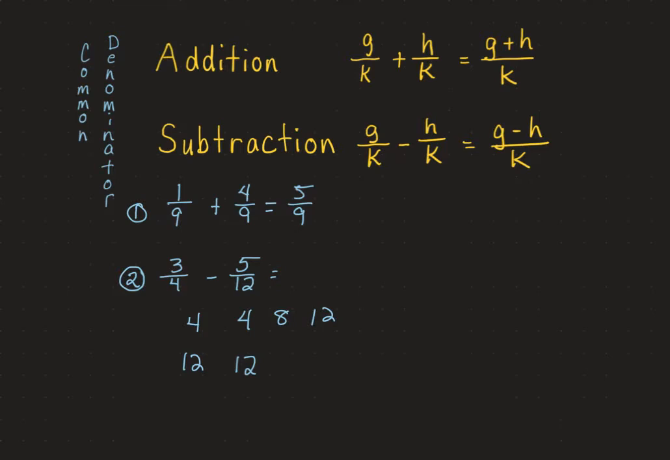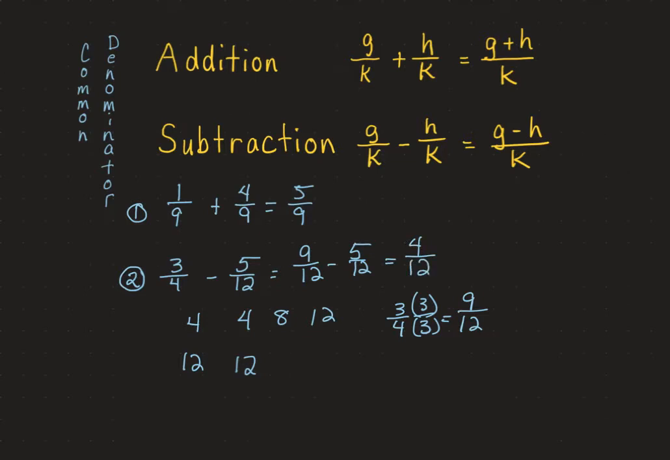Okay, so now we have to convert 3/4 into a fraction that has 12 in the denominator. To do that, we're going to have to multiply that denominator by 3, which means we multiply the numerator by 3. So now we have, instead of 3/4, 9/12 minus 5/12 equals 4/12.